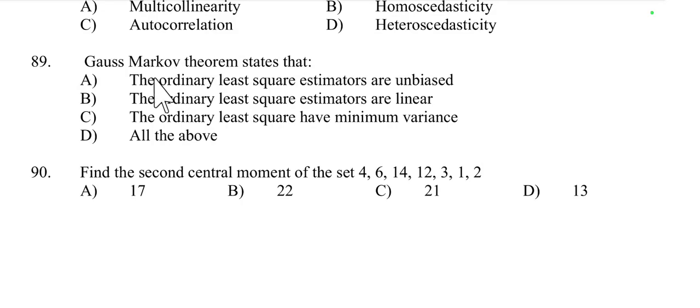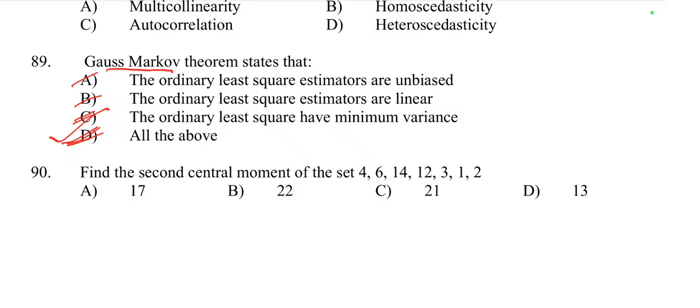first one is the ordinary least square estimators are unbiased. Yes, it is right. Then the ordinary least square estimators are linear. Yes. Then the ordinary least square OLS have minimum variance. Yes, all of the above are true according to Gauss-Markov theorem.